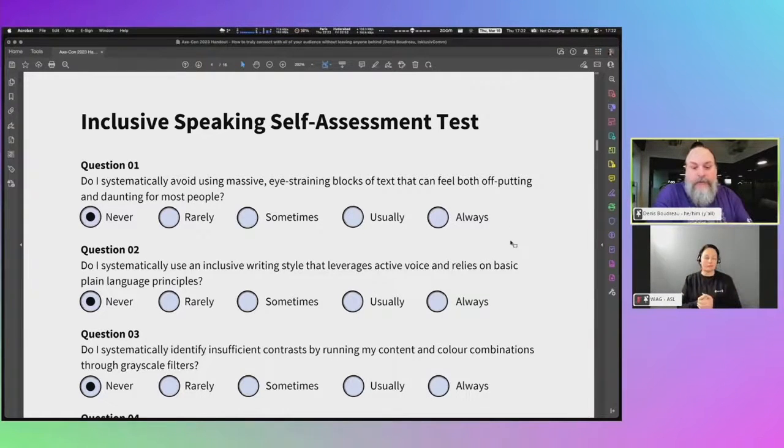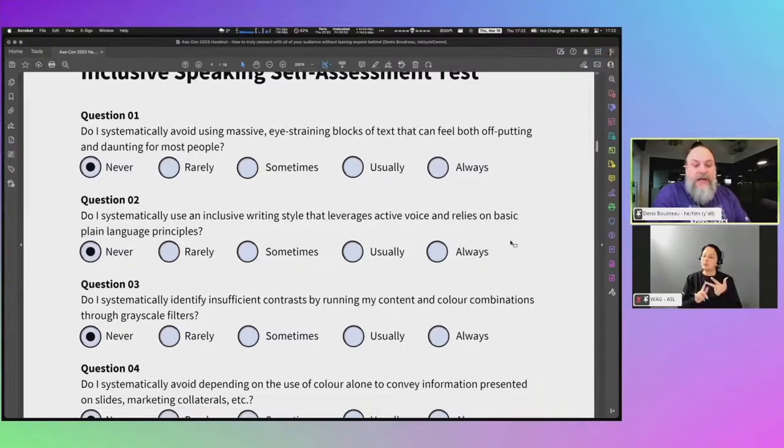Third question. Do I systematically identify insufficient contrasts by running my content and color combinations through grayscale filters? I'm not even asking about color contrast checkers, because that's a little complicated for most people, but just running a grayscale filter to see if you can still tell one content from another, for instance. So do you do that? Never, rarely, sometimes, usually, always.